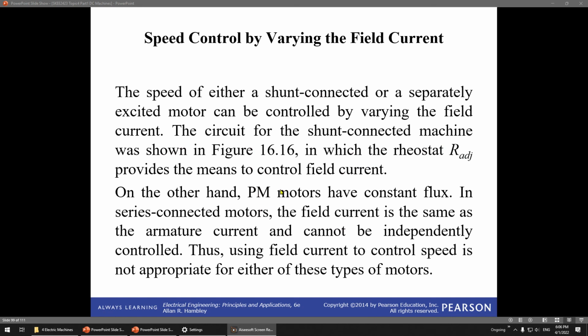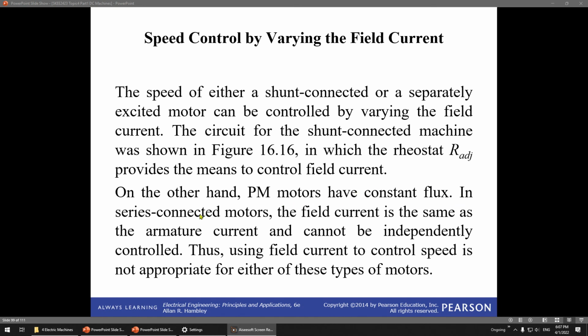On the other hand, a permanent magnet has a constant flux. If you have a permanent magnet, it means there doesn't need to be additional power. It's just a permanent magnet, you have a constant flux. What it means is that you cannot control the permanent magnet by varying the field current. There is no current. A permanent magnet doesn't need IF. So you cannot control speed with the permanent magnet.